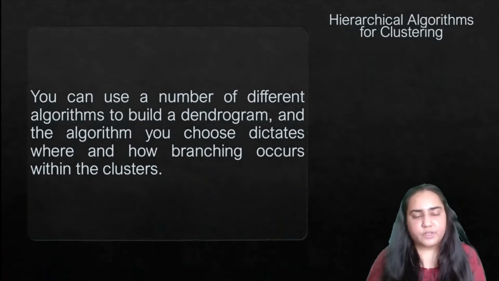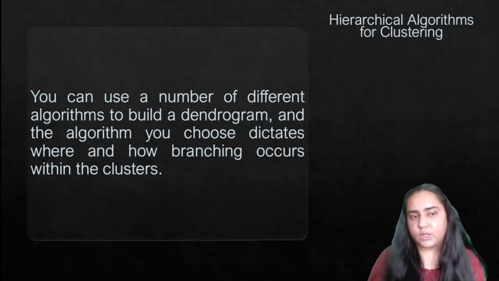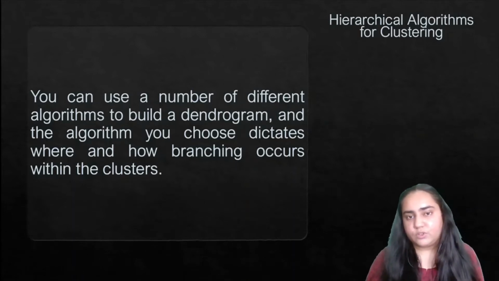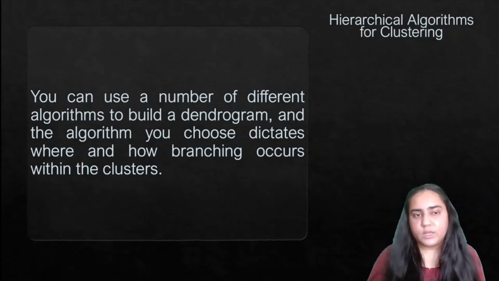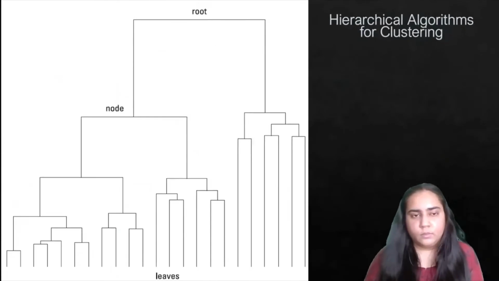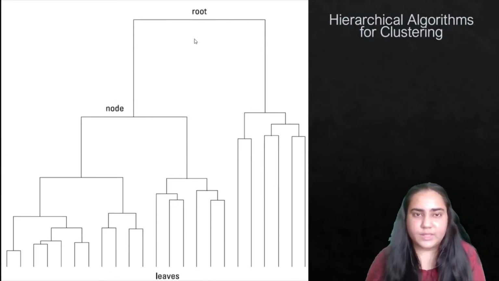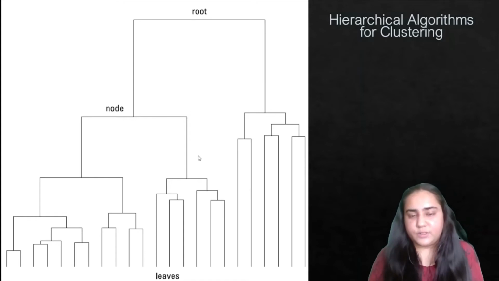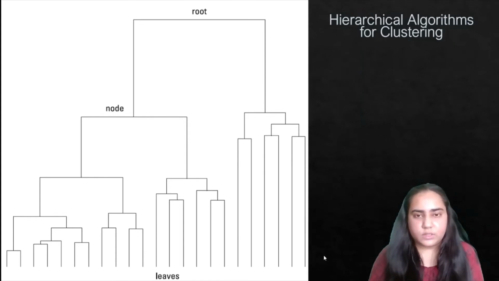You can use a number of different algorithms to build a dendrogram, and the algorithm you choose dictates where and how branching occurs within the clusters. So a dendrogram can be created by many algorithms, and based on the algorithm, it is decided where the branching should occur and how it should occur. Here, as you can see, is an example of a dendrogram. These leaves are all single data points. The root contains all the data, and the several nodes are combinations of several data points. So that's a dendrogram.